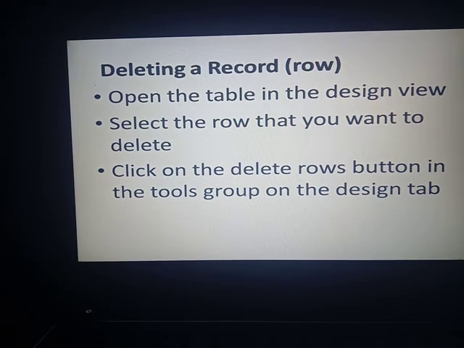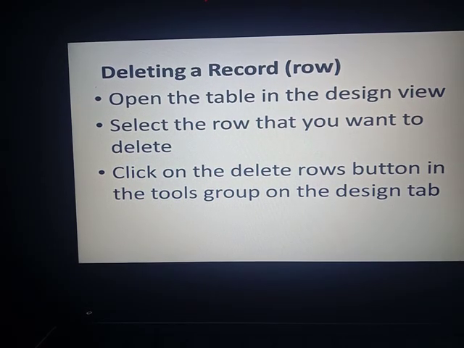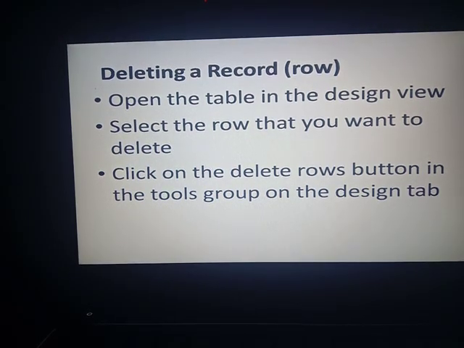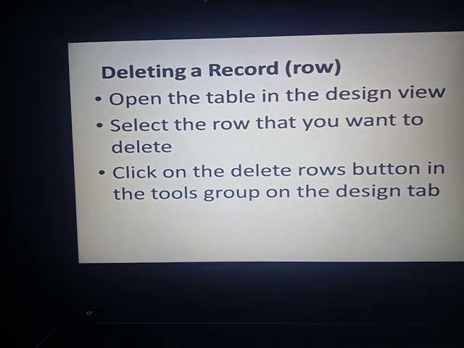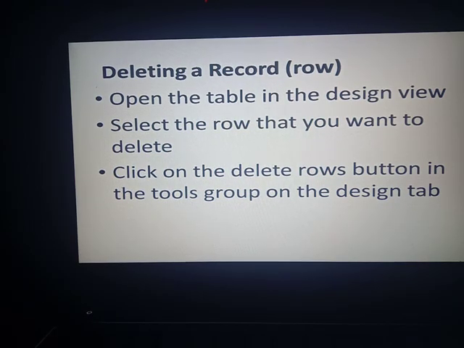If you want a shortcut to delete a record, you can just select that particular row and right click, and after doing the right click you will find a delete option. You can click on the delete option, and that particular record will be deleted.